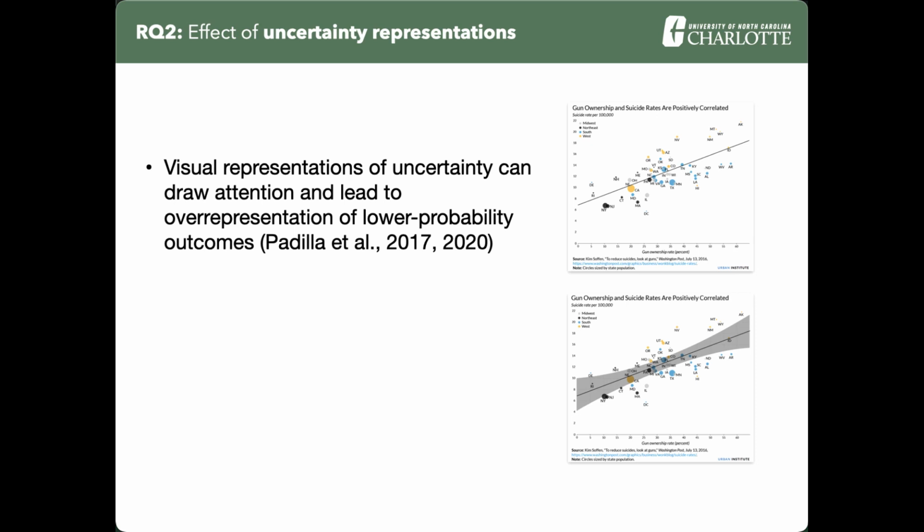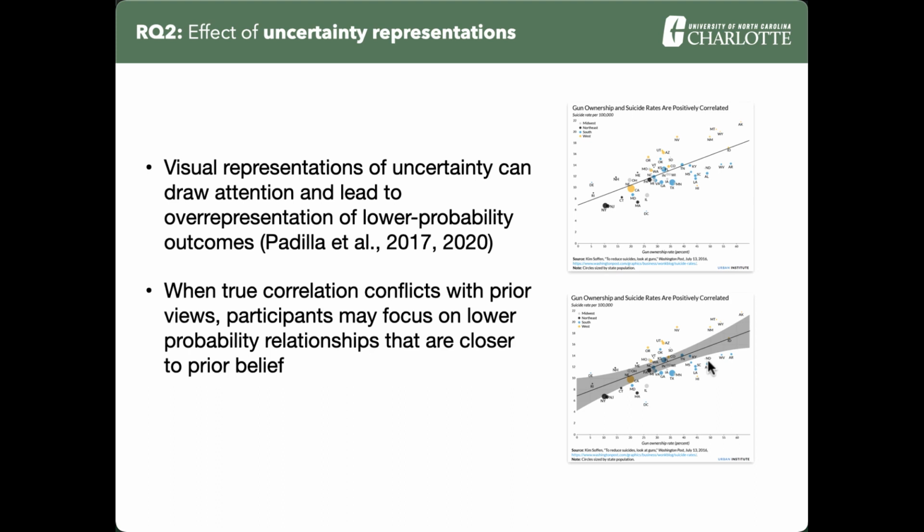This is especially motivated by recent research showing that uncertainty representations can draw attention away from other statistical summaries like the best fit line and lead people to overrepresent the likelihood of lower probability outcomes. So our reasoning was that, especially if people have prior views that strongly conflict with the data, we expected that the inclusion of uncertainty representations may make it less likely that they would change their beliefs about a relationship.